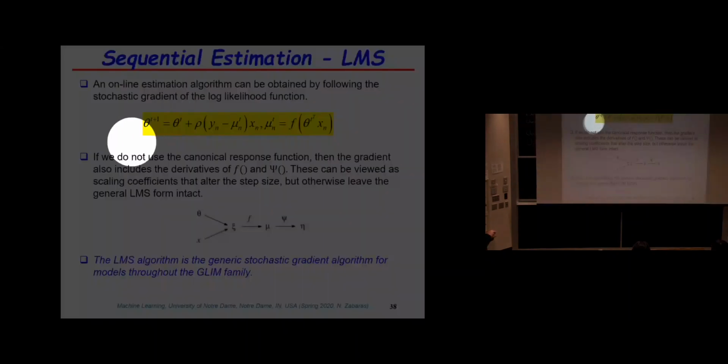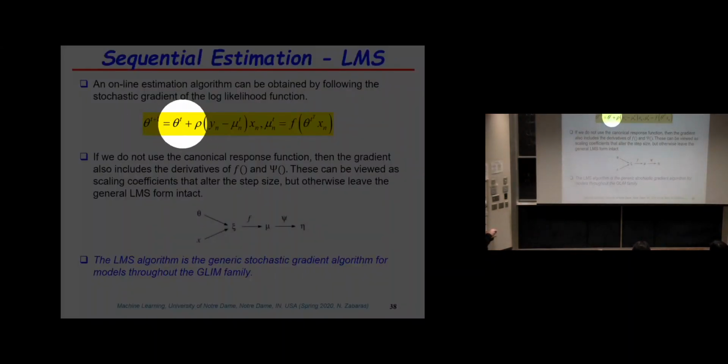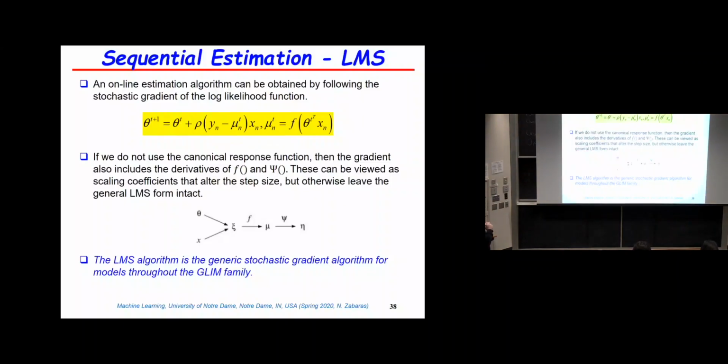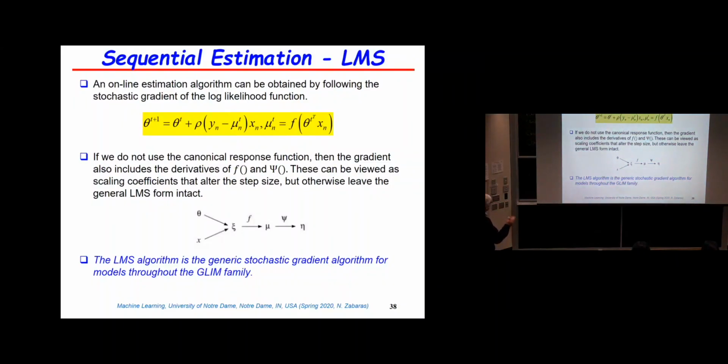And rho here is just a learning rate. You can put anything you want for now, but again, this is the error between your data and your prediction: your data point yn minus the model prediction, times xn. A very universal formula in machine learning. Okay.